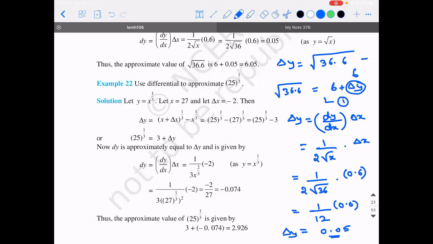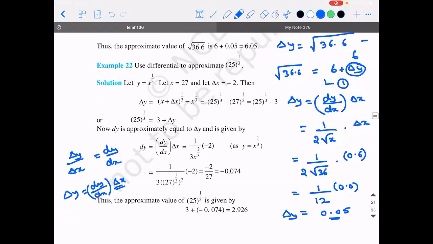So, sir, dy is taken as delta y, sir? I took it as delta y. So what I'm trying to say is, remember it like this: delta y by delta x is equal to dy by dx. Remember it like this, so that delta y will be equal to dy by dx into delta x. Okay, sir. Please make a note. I will give you a system of how to solve every problem.